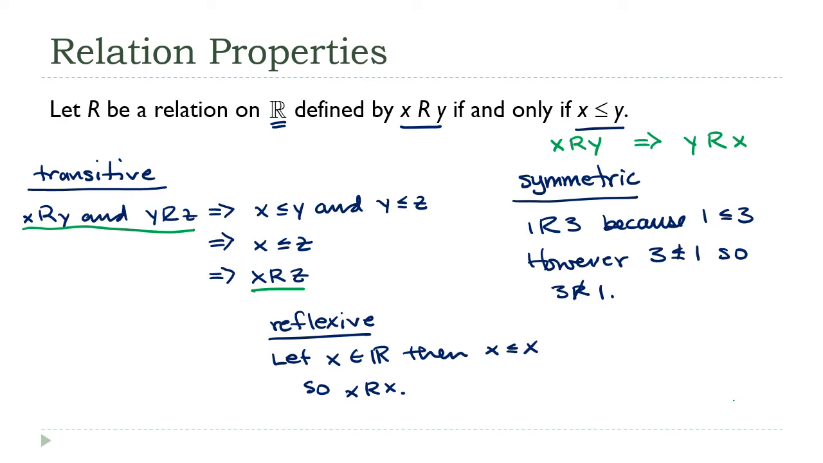Showing reflexivity is a little different. We have to start by saying just pick some number out of the domain. Then we have to show that that number satisfies whatever the definition of the relation is.